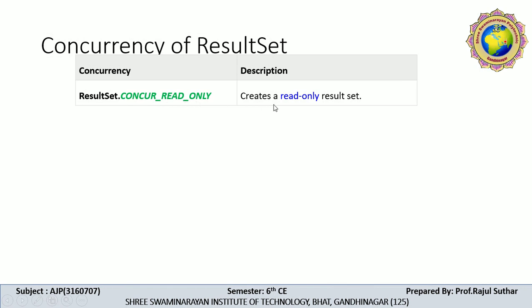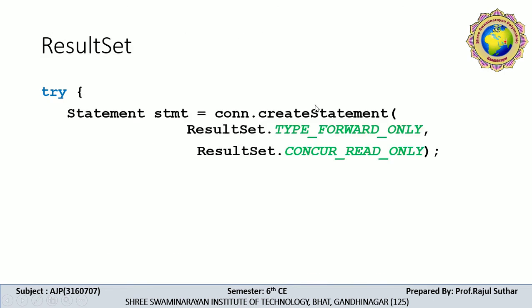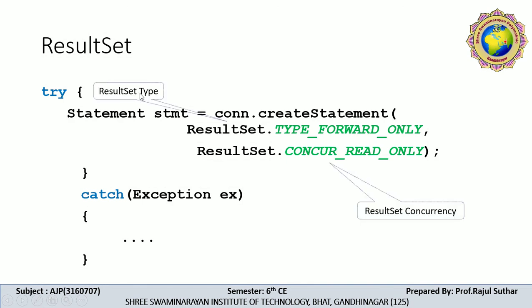So it creates a read only result set. Updatable means we can update. The default one is read only. Here is one try block statement. This is a statement object: con.createStatement(ResultSet.TYPE_FORWARD_ONLY, or you can use ResultSet.CONCUR_READ_ONLY). So this is the constraint applied. This is the result set type, and this is the result set concurrency.